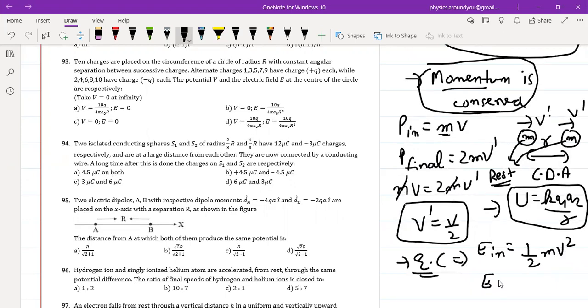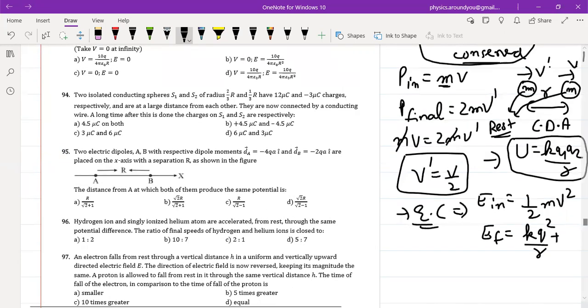What is going to be the final energy? Final energy is both of them having the same speeds, so they will have the same kinetic energies, as well as the distance between them is r, the closest distance of approach. So they are going to have potential energy, which is kq square by r, plus they are going to have kinetic energies, which is half mv dash square plus half mv dash square.